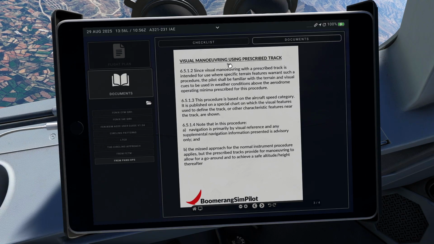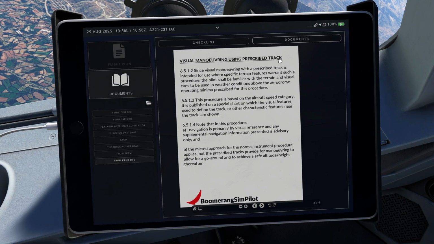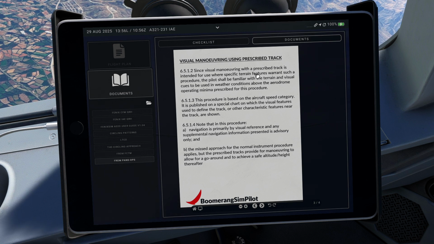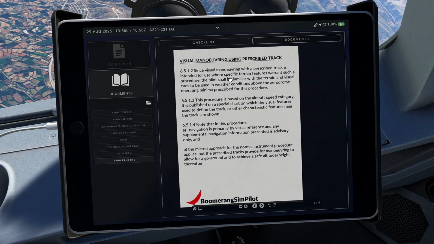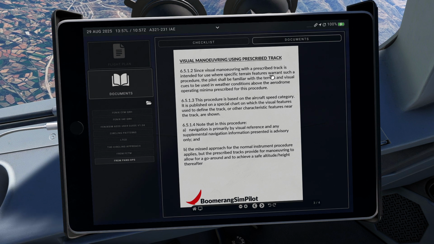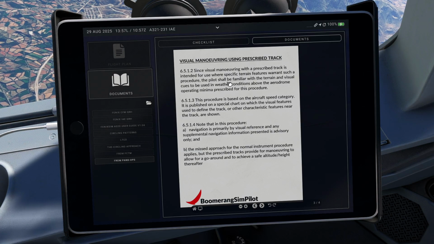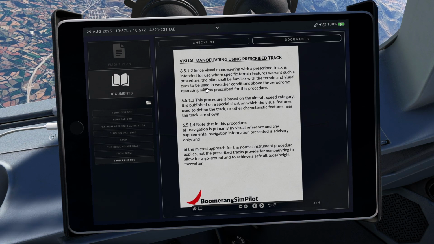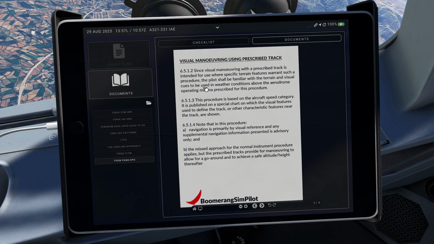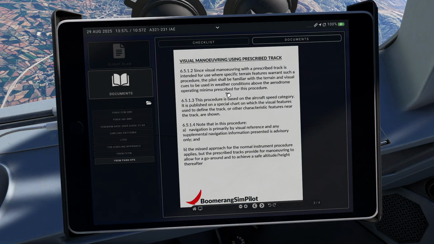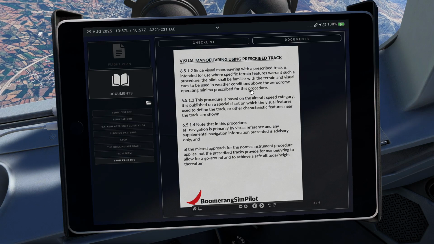But for visual maneuvering using prescribed track. Since visual maneuver with the prescribed track is intended for use where a specific terrain feature warrants such a procedure, the pilot should be familiar with the terrain and visual cues to use in weather conditions above the aerodrome operating minimum prescribed for this procedure.